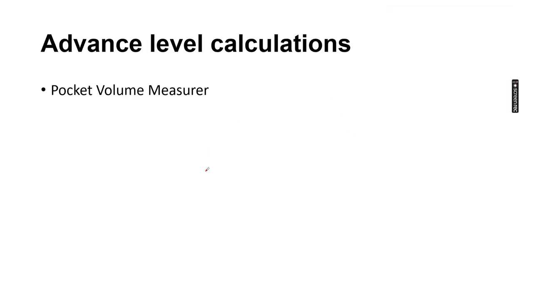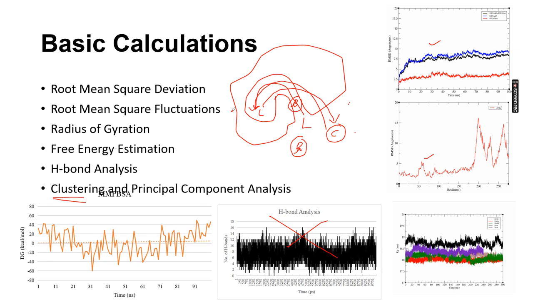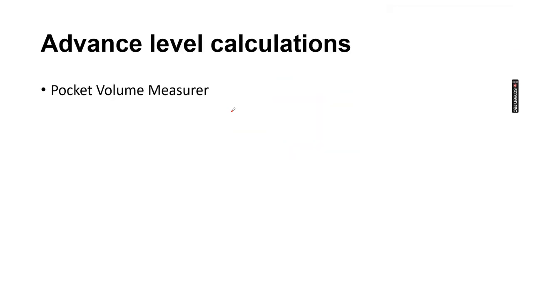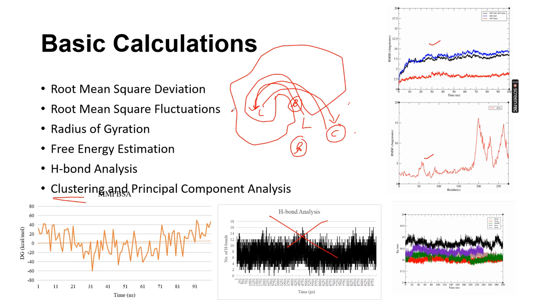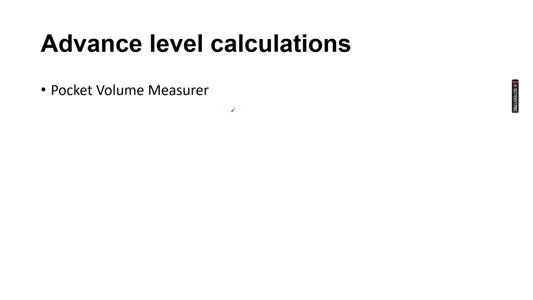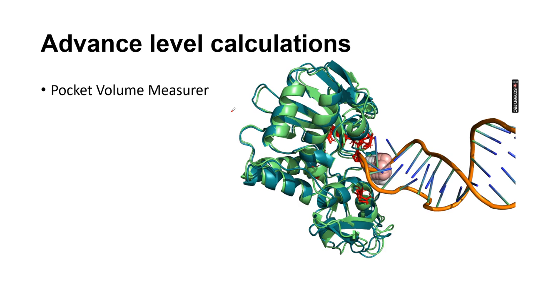There are some advanced things also, like the pocket volume measurer. When you talk about principal component analysis, we are identifying the key residues or key aspects. But this pocket volume measurer is something advanced level. Usually you don't see it in most of the research publications. This is how the active site cavity of the protein is changing with respect to time. So let's assume this is the active site cavity, and how the size of the cavity is changing with time. That is called pocket volume measuring.